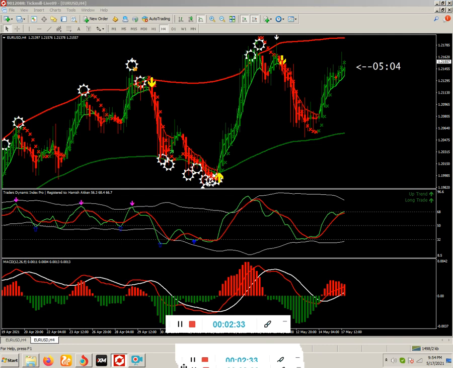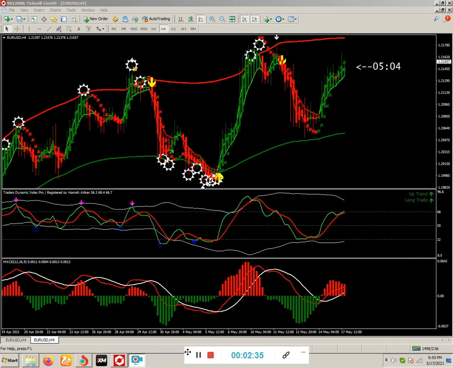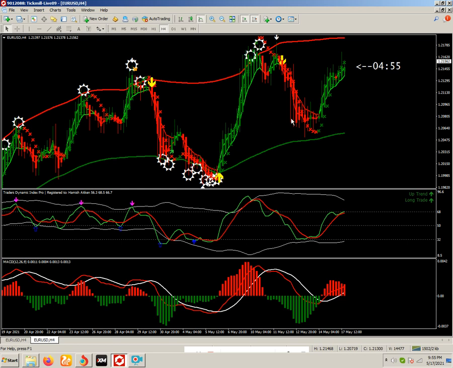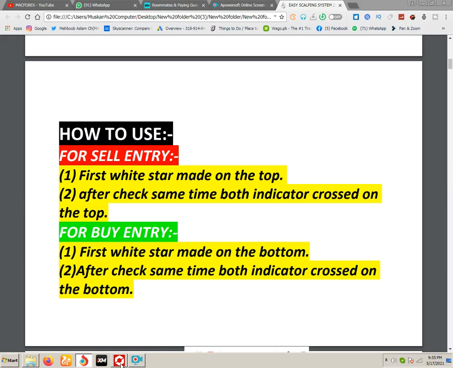So it's very easy for beginners. If you are a beginner in the forex trading market, it's very easy for you. You can trade by following this best indicator, because this indicator's results are very good, and in detail you can see here.